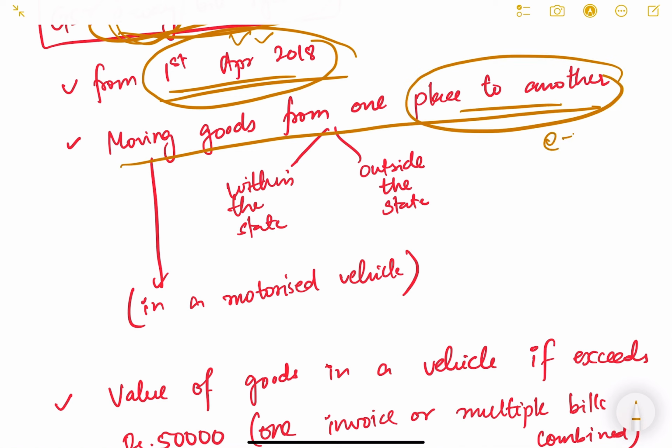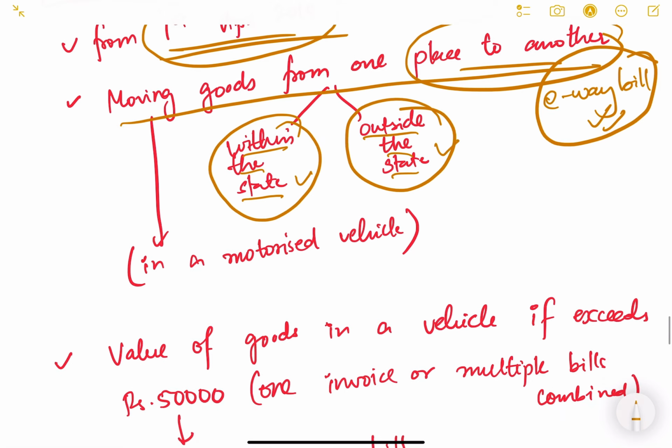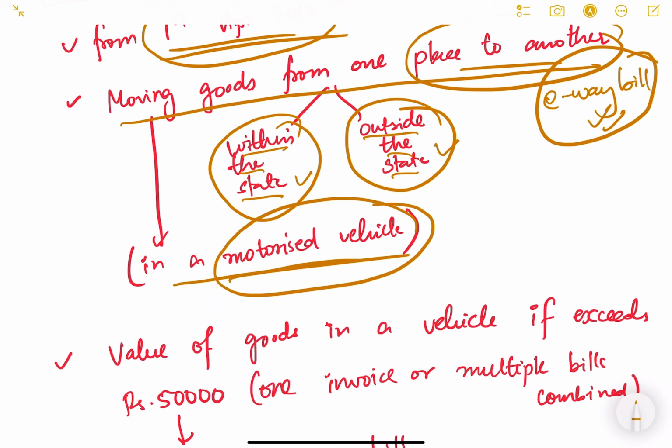You have to generate an EWay Bill. Okay, it has to be generated online. You can generate it through the app, or you can also generate it from the internet. It has to be generated whether the movement is within the state or outside the state. No matter what, if it is intrastate or interstate movement, you have to generate the EWay bill. And the transportation of goods should be in a motorized vehicle. Okay, it should be in an automobile. It should not be on a bicycle or just on a thela gadi. So those kinds of movement do not require an EWay bill. But if it is happening in a motorized vehicle, then you have to generate an EWay bill.